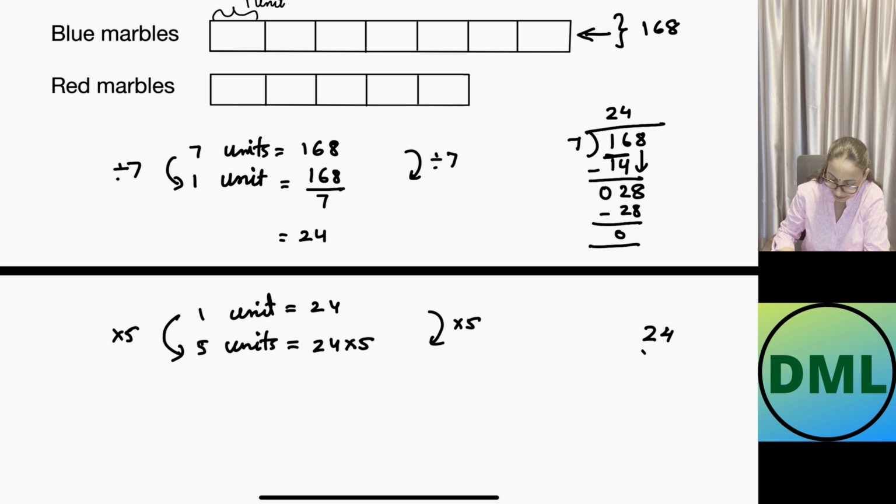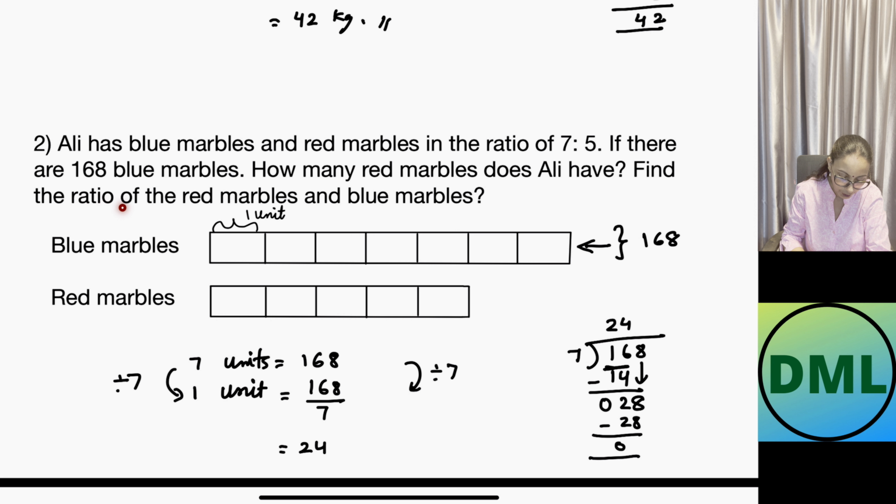Let's calculate it here. Times 5. 5 times 4 is 20. 0 here, 2 carry over. 5 times 2 is 10. 10 plus 2 is 12. 120. This is equal to 120. It shows you that the red marbles are 120 in number. This is your answer.